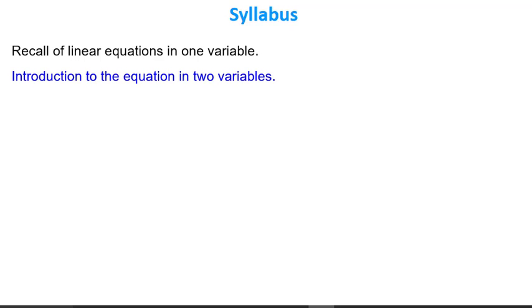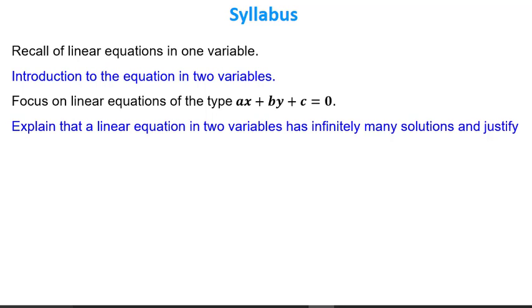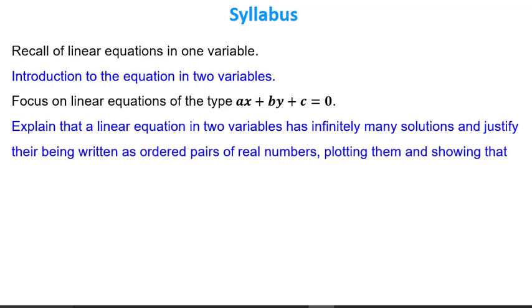Introduction to the equation in two variables. Then we will introduce linear equation in two variables. Focus on linear equation of the type ax plus by plus c equal to 0. Explain that a linear equation in two variables has infinitely many solutions and they can be written as ordered pairs of real numbers. Plotting them and showing that they lie on a line.